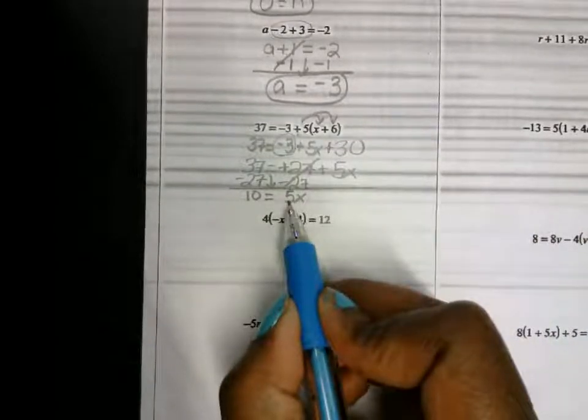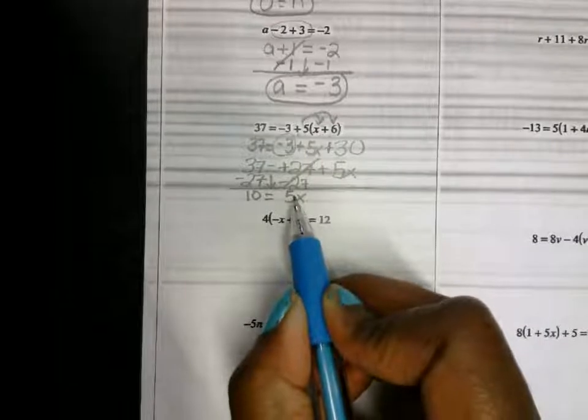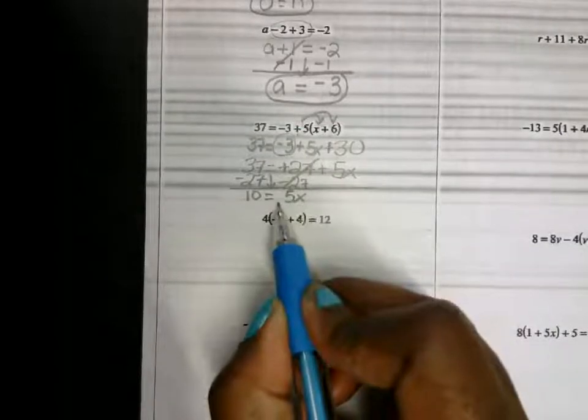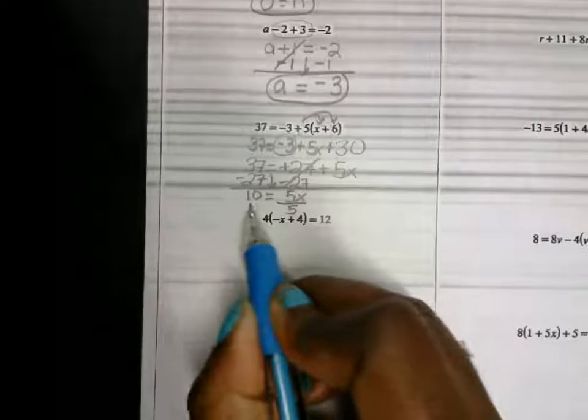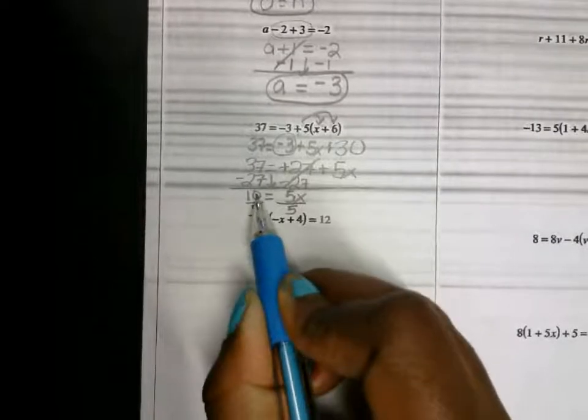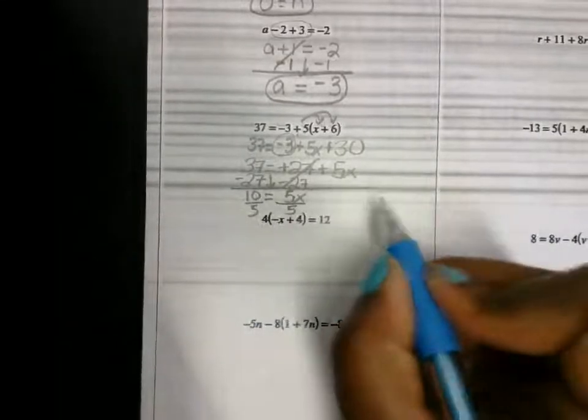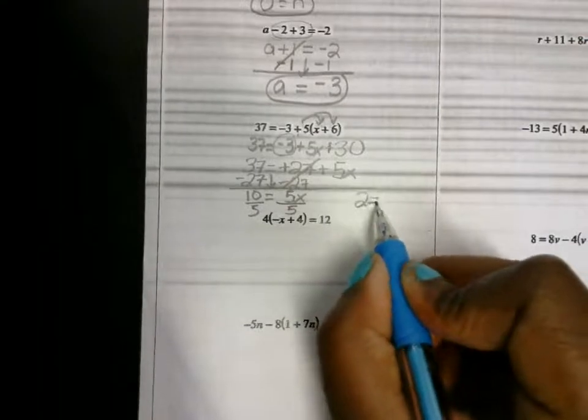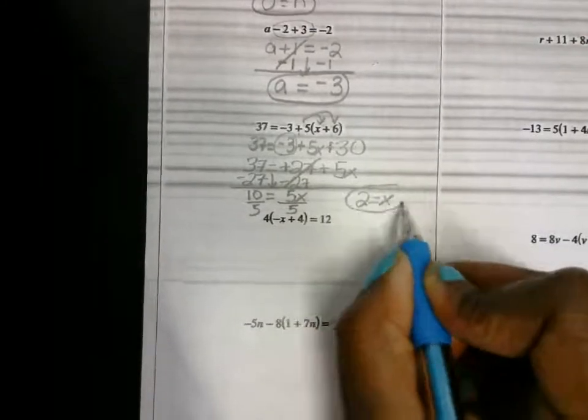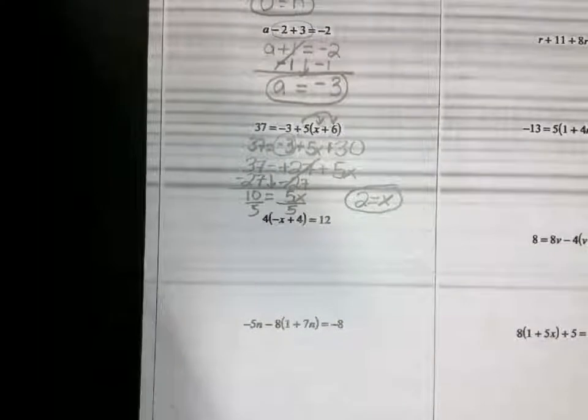The operation between 5 and x is multiplication. The inverse or opposite of multiplication is division. So we're going to divide both sides by 5. 10 divided by 5 is 2. So we have x is equal to 2, or 2 is equal to x. Same thing, okay? All right.